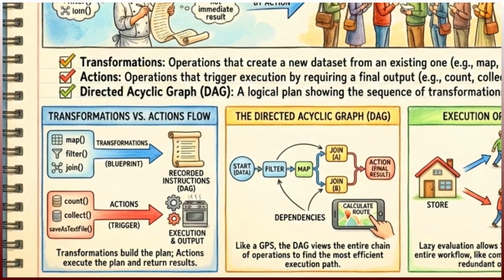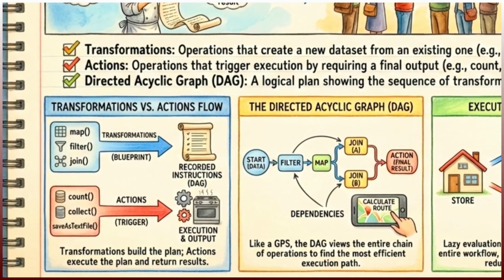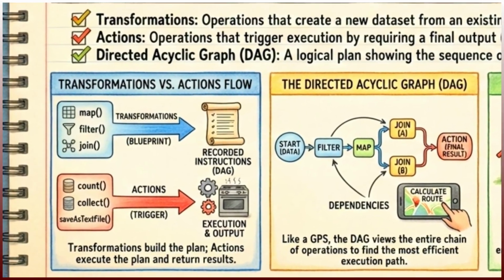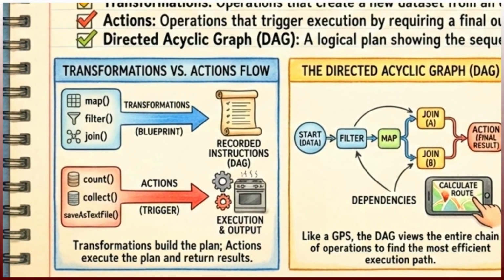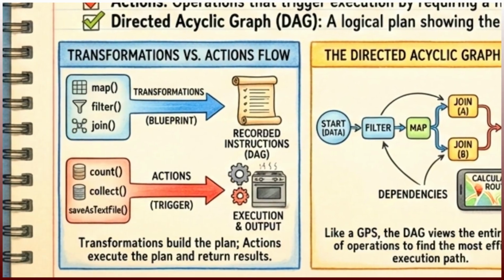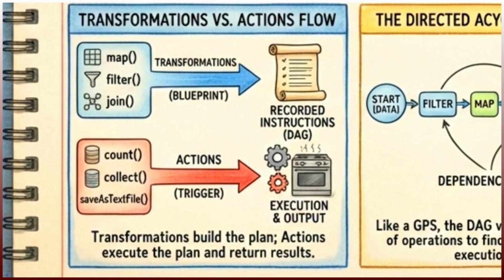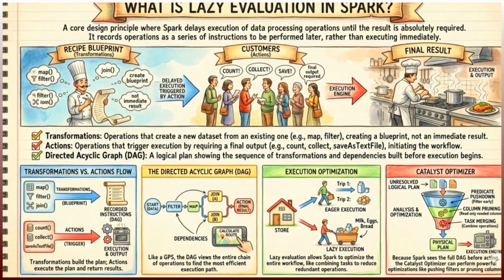And actions are the go signals. They're like count, collect, or save. The moment you call an action, Spark realizes, "Oh, they actually want the result now." That's when the kitchen springs to life. And you may even notice a term called DAG here.